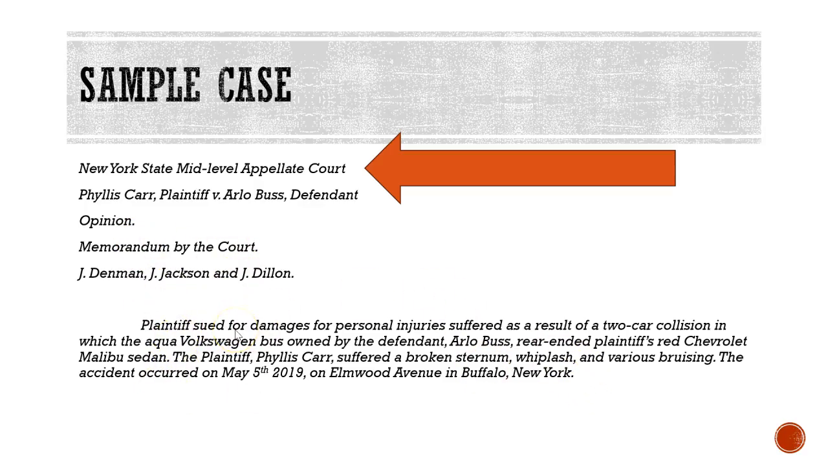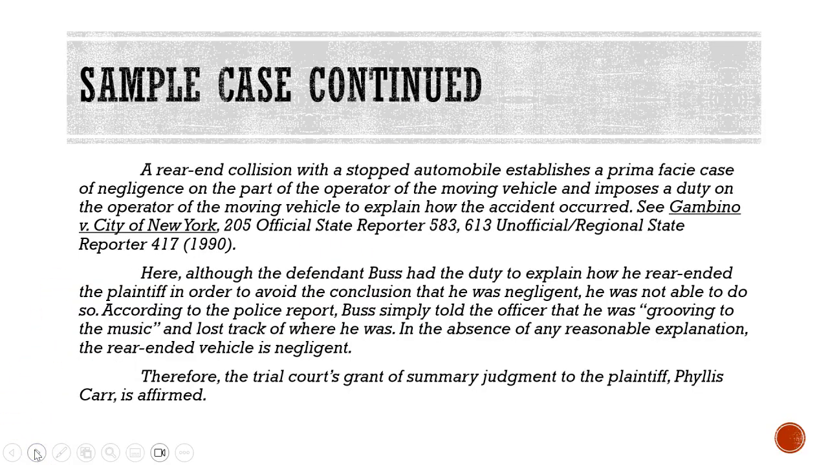So these are the facts of this case that the court is looking at. Plaintiff sued for damages for personal injuries suffered as a result of a two-car collision, and so on. The plaintiff suffered injuries, and the accident was in 2019. Now, we're reading the case and asking, what did the court decide? First of all, it looks to me like this case, Gambino versus City of New York, is a state case. Why do I know that?